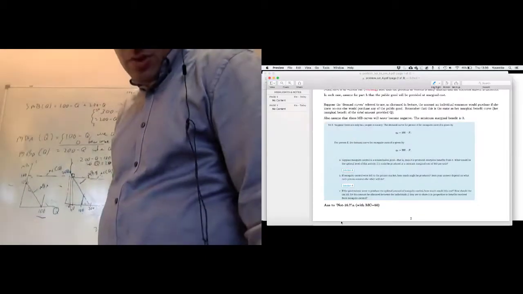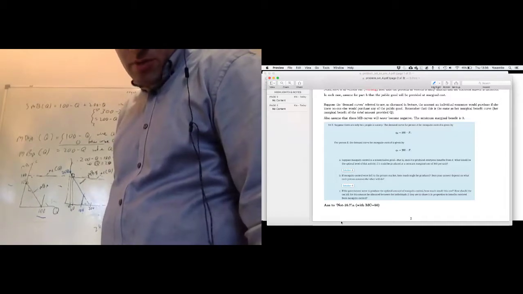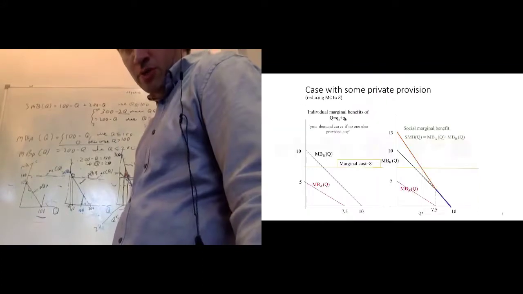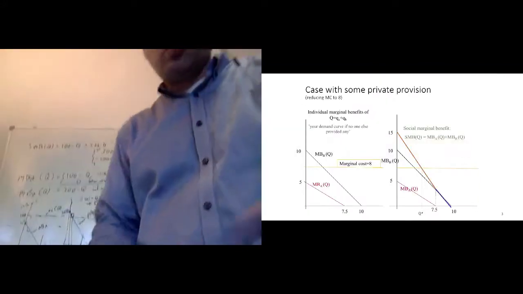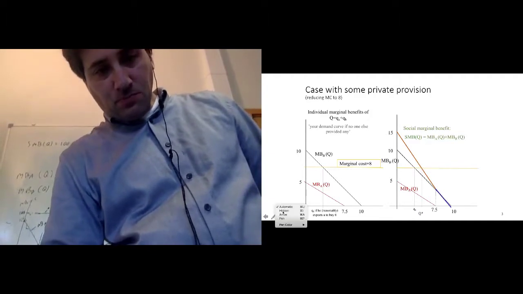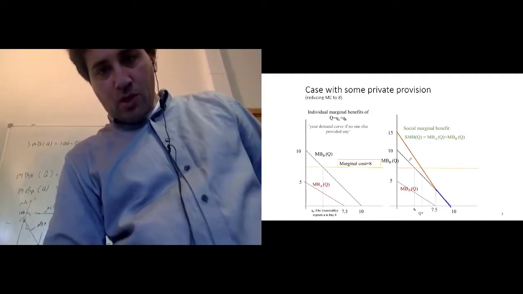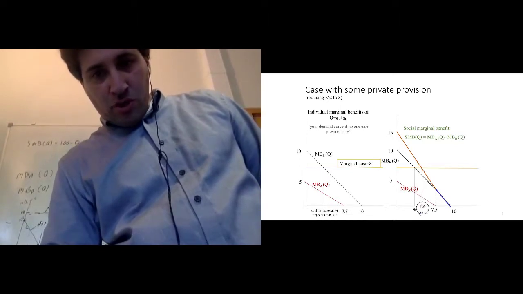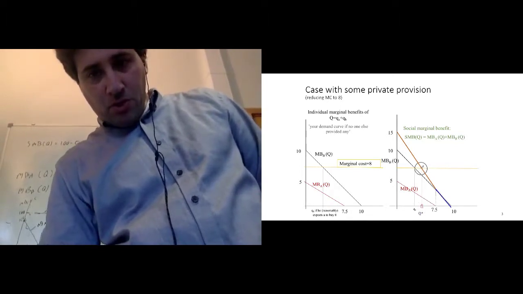Okay, but now let's take the problem as the text asked it and try to answer it correctly. Let me go back to the PowerPoint here. Okay, just to show it in this graphical case, so Q star is the optimal amount of the public good being provided.